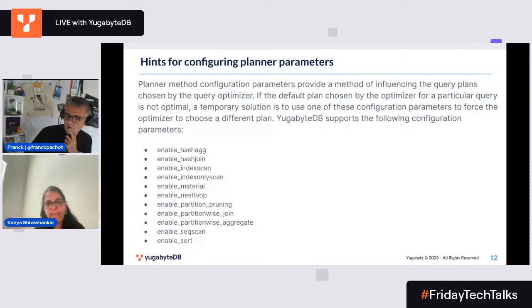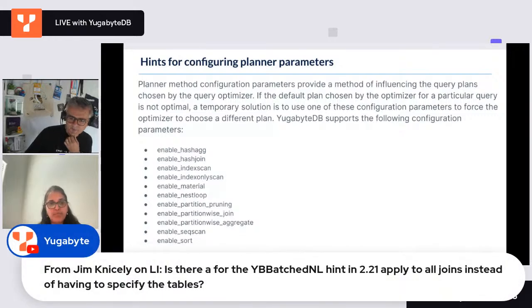And we have a question from Jim. For the batch nested loop hint, is there a way to apply it to all joins instead of specifying the tables?